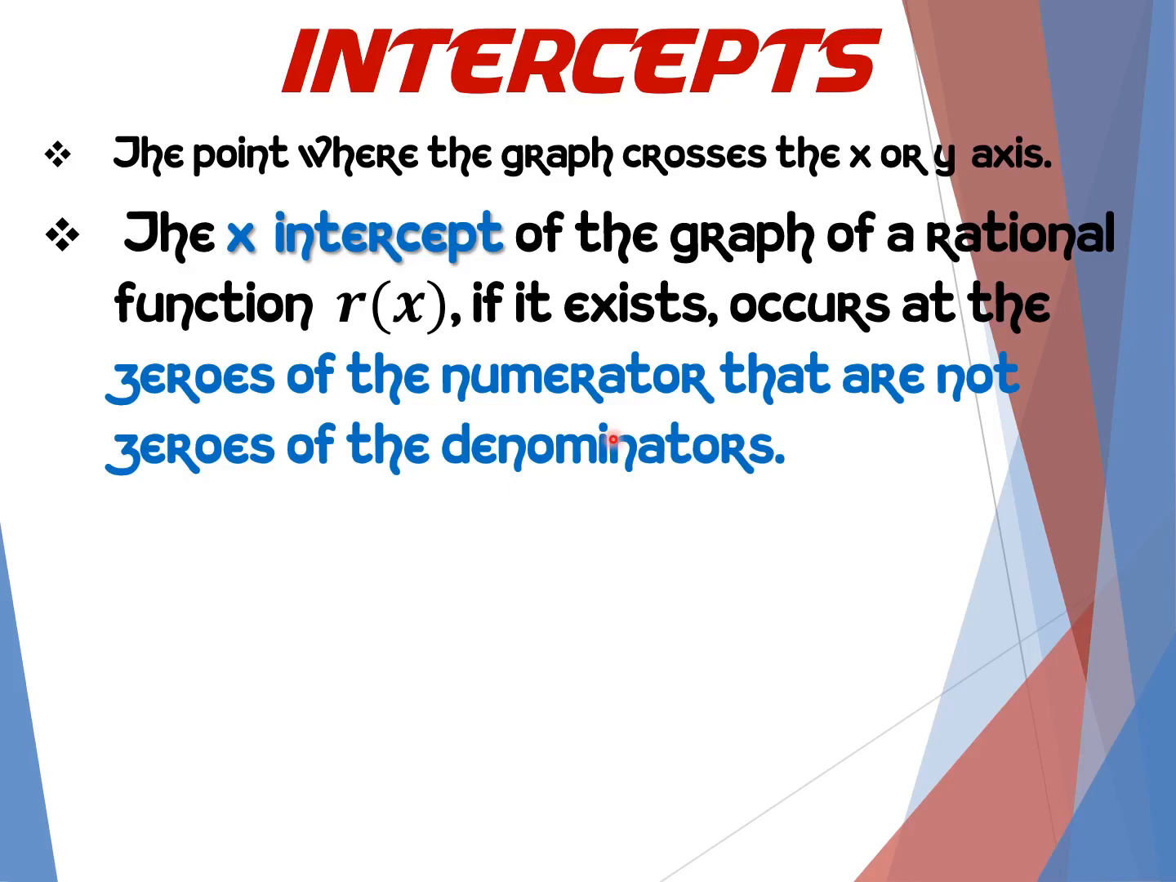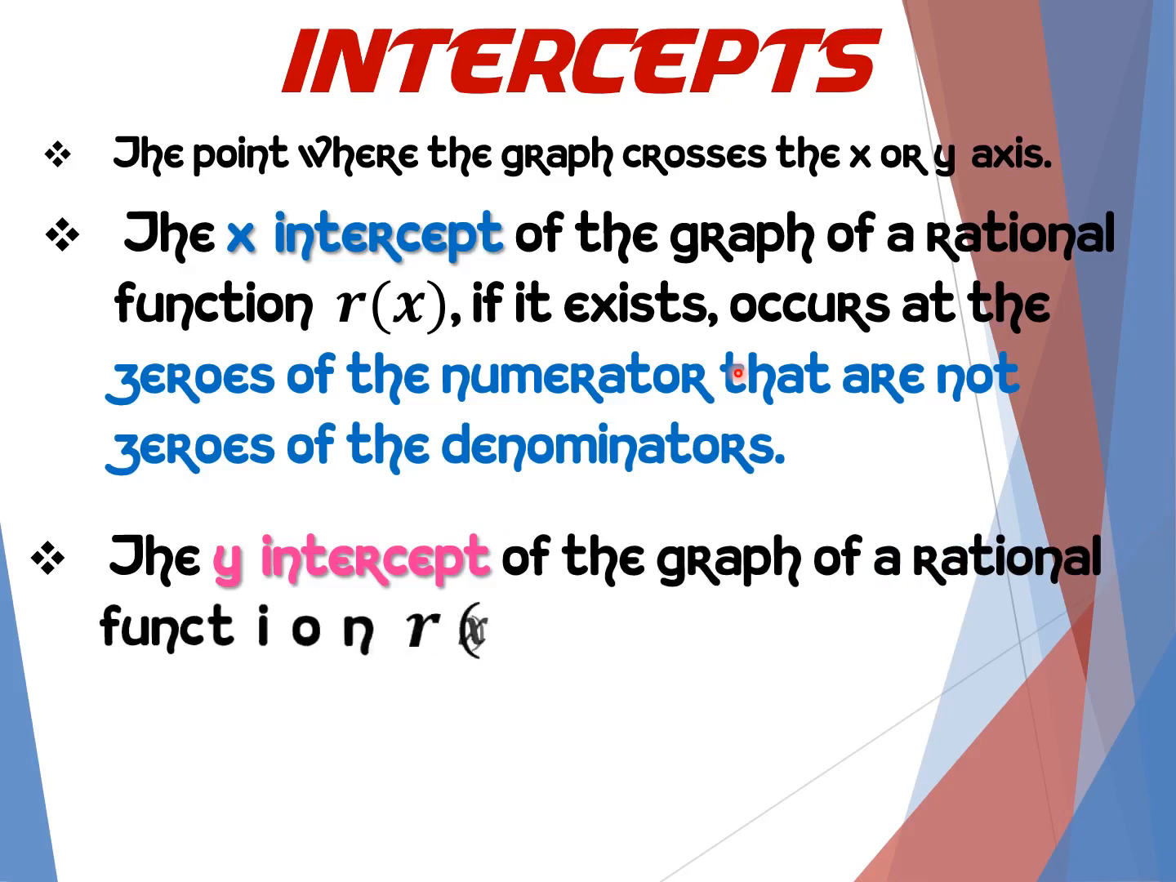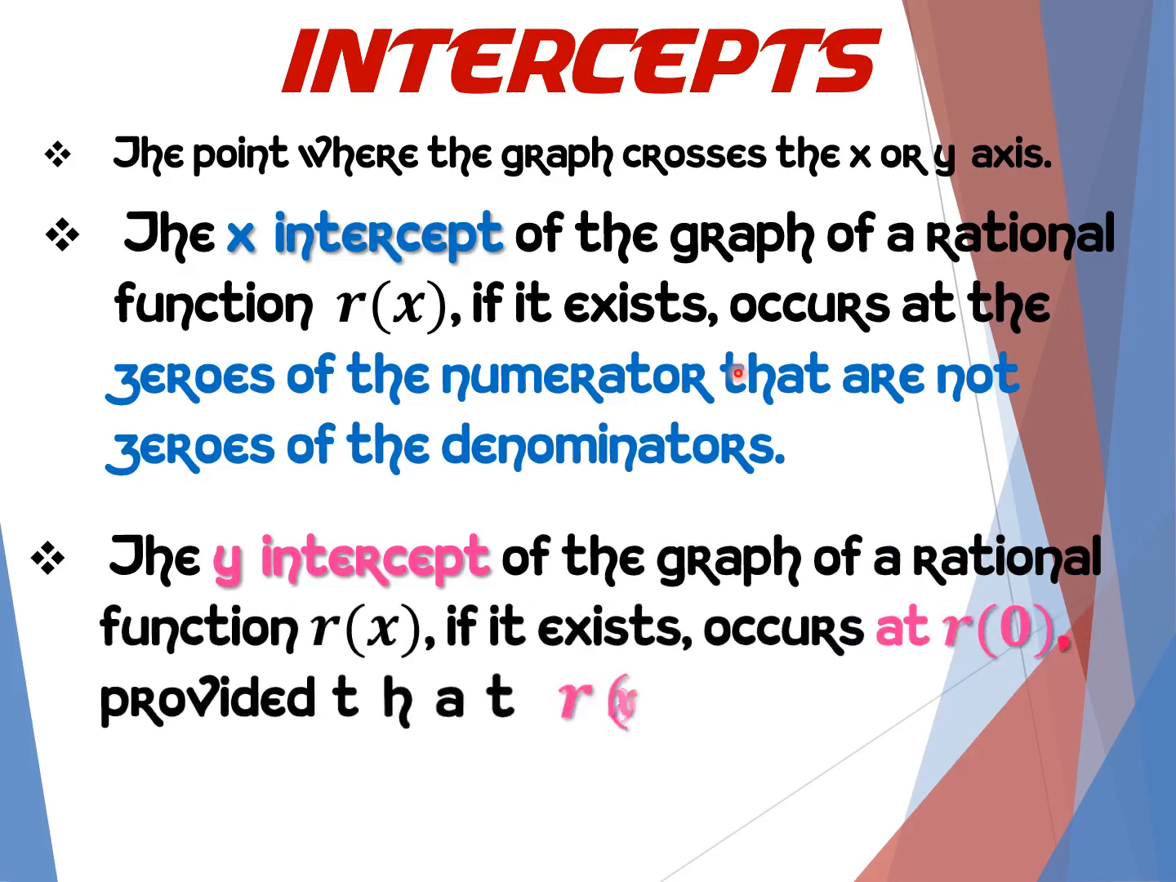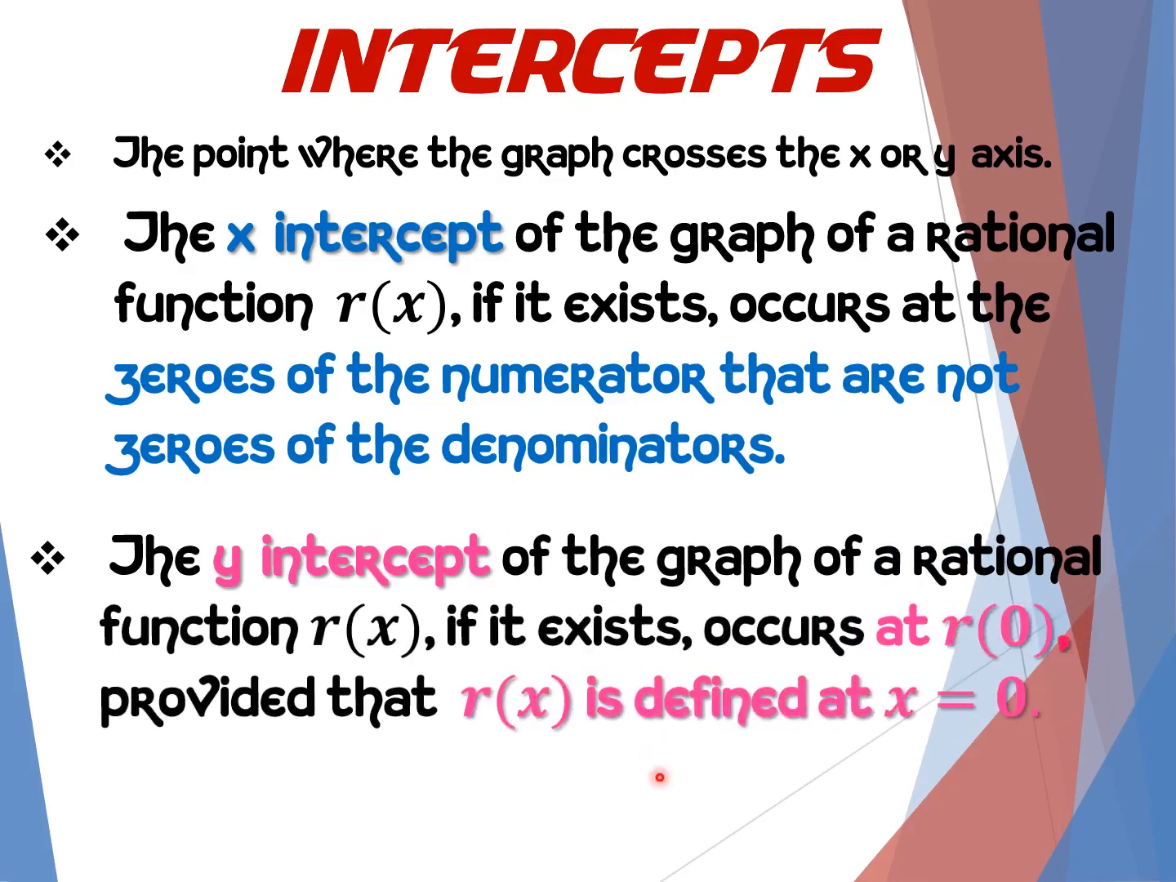Or we can let the value of y equal to 0, and then we can solve for the x-intercept. Now for the y-intercept, all you have to do is to let the value of x equal to 0, and then we solve for the value of y, provided that r of 0 is defined. Okay, so that is how we're going to get the intercepts.